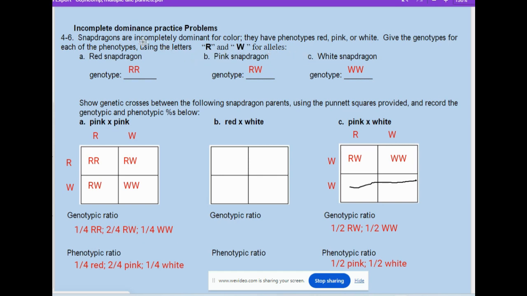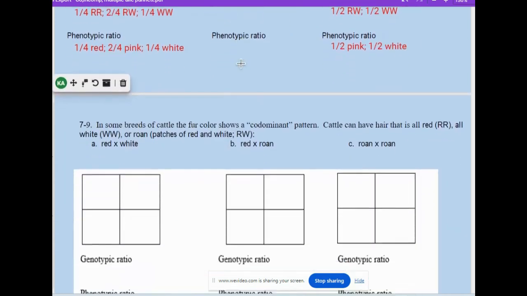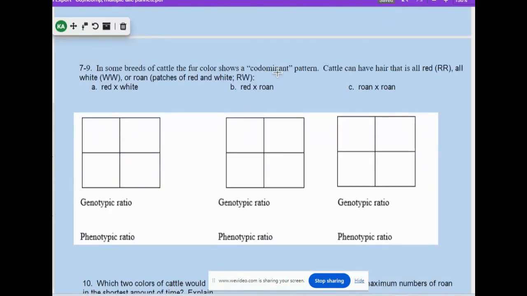So remember, that was incomplete dominance. Now down here, I'm going to do two of these. You're going to have to do the other one. If you don't do the other one, you're wasting your time because you're not going to get any credit. This is codominant. It's going to be exactly the same until we get to the phenotypes.